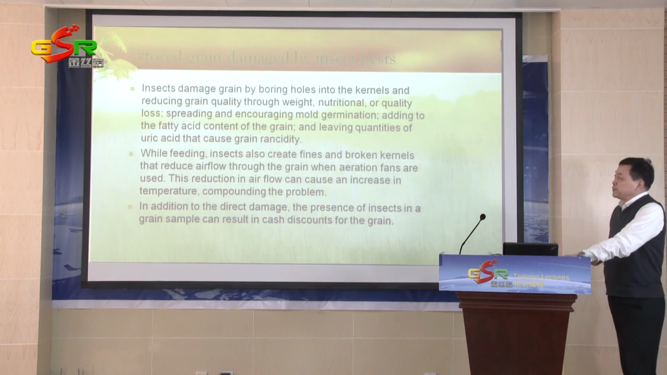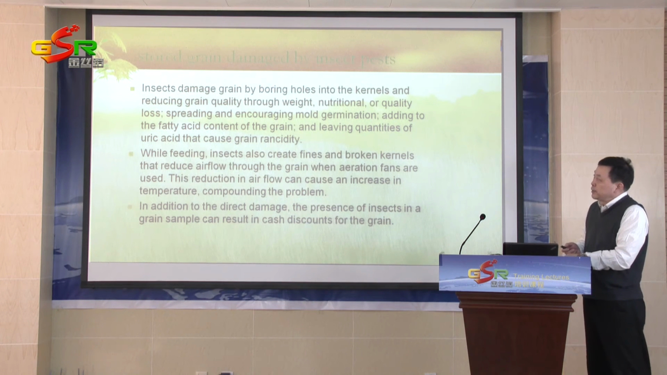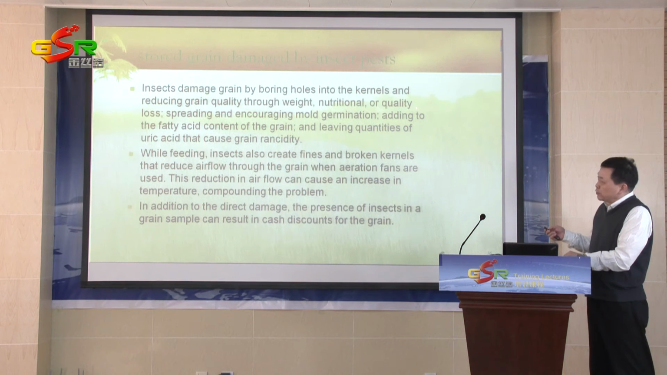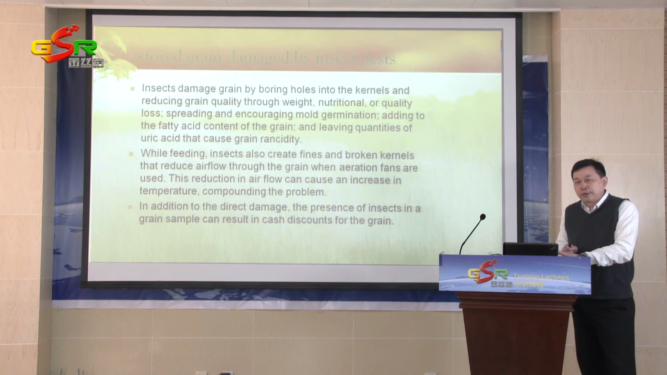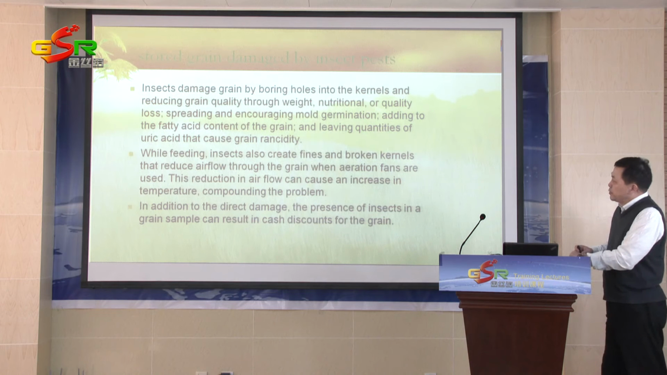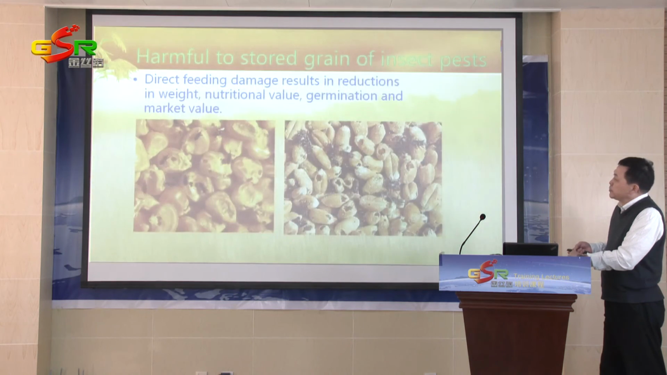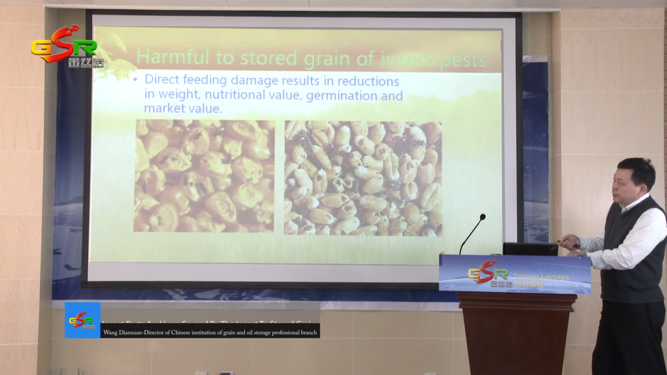The loss or damage by the insect includes some other aspects. That means boring holes into the kernel, reducing the quality of the wheat, nutritional loss, sometimes splitting the kernel, and affecting germination. Heavy damage will cause the fat value to go up. The two pictures show wheat and corn. The adults emerge from the kernel, and the kernel gets hollow.